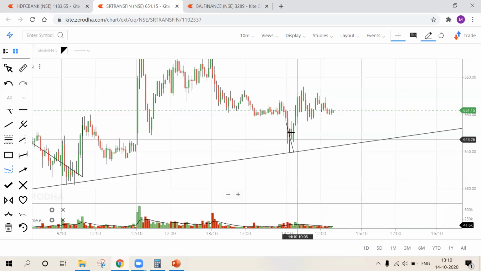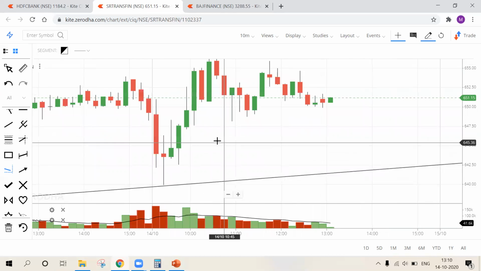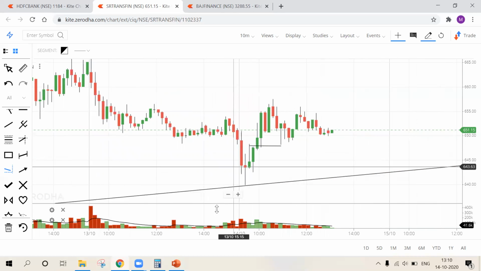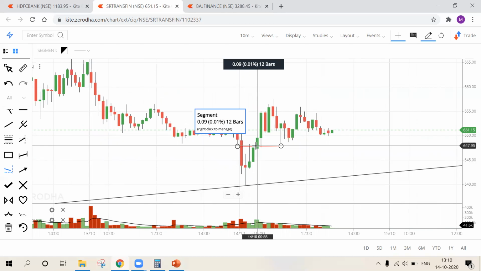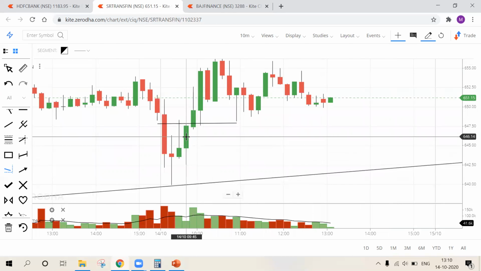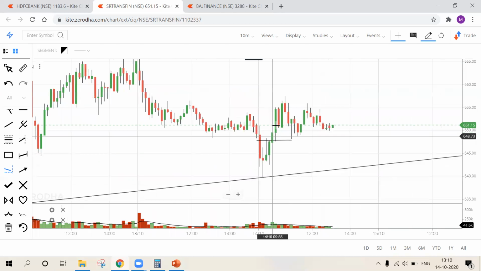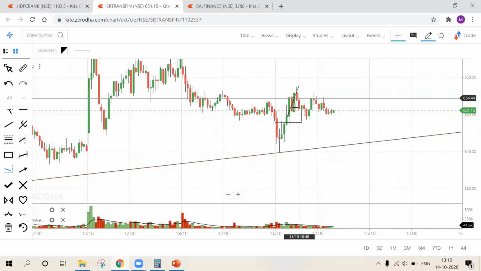So what will I do? At this point, I'll wait for a higher high formation. So this is the higher high formation. All right, I'll be making a buy position here at the higher high formation. Look at the volumes. Volumes are also great. I'll be making a buy position here and all these are my profits. This is the live market. I'm explaining in the live market.